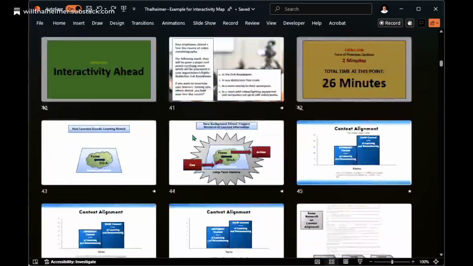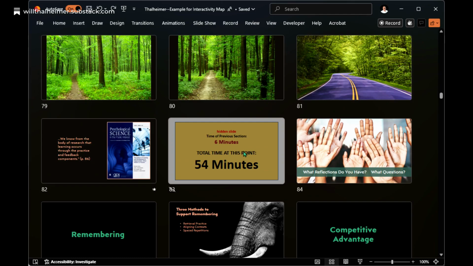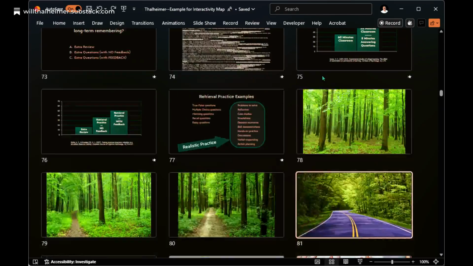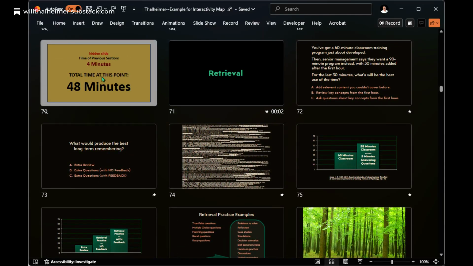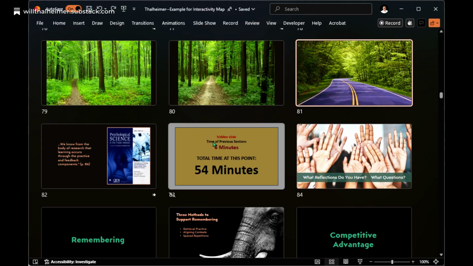Let's go down further so you can see this as it really works. Here's one. Time of previous section, 6 minutes. So that means this slide, this one, these pretty pictures, all the way back to the earlier timing slide. This has 48 minutes. So if we add 6 to 48, we get 54.